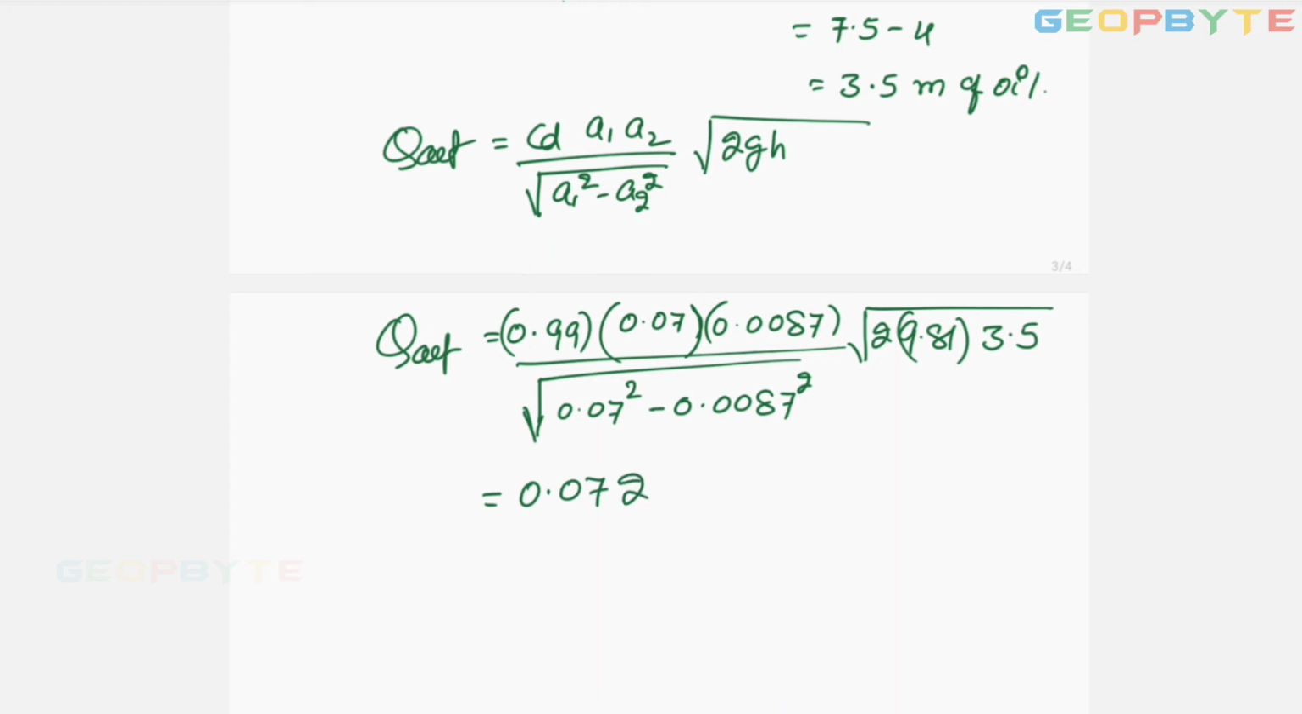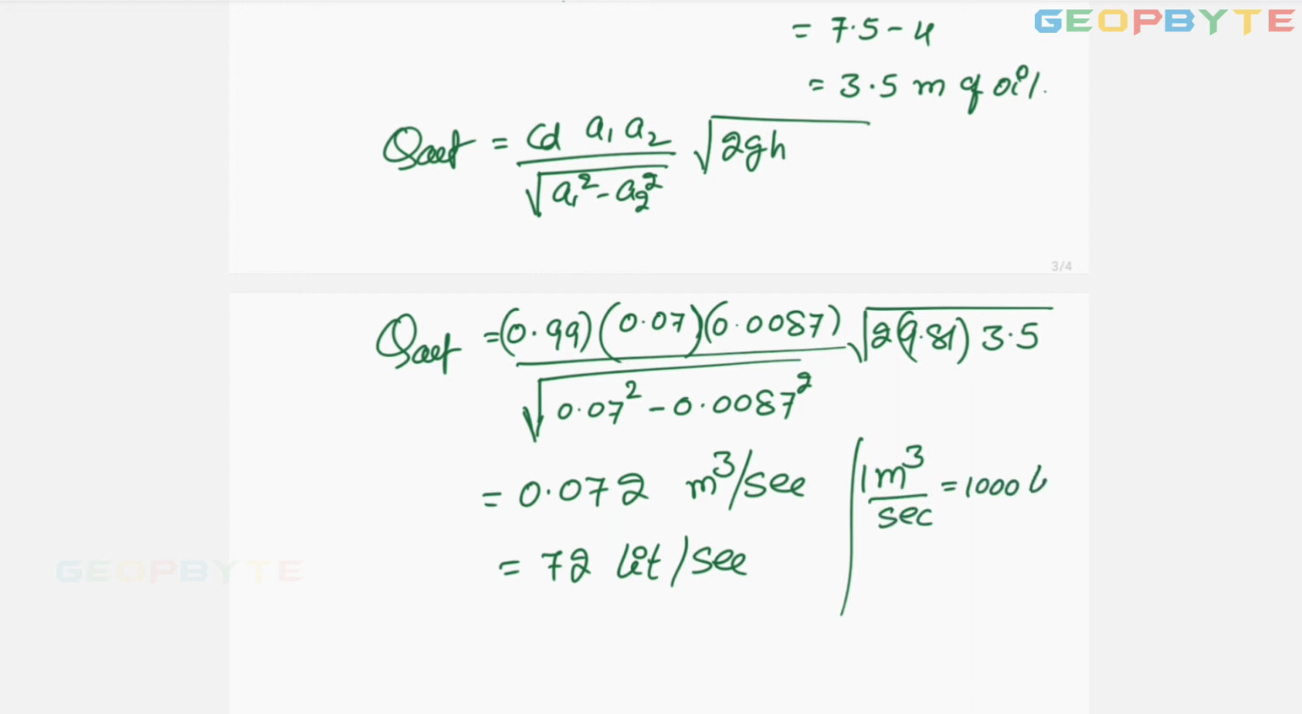0.072 meter cube per second. It is equal to 72 liters per second, because 1 meter cube per second is equal to 1000 liters per second. That is about the problems.